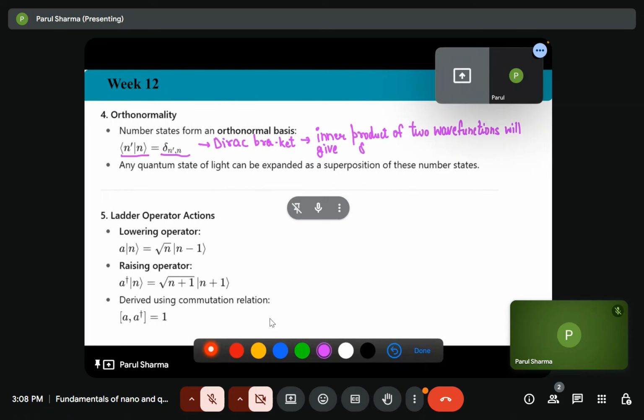So we can write, if n is equal to n dash, then this inner product will be 1, since these number states form an orthonormal basis. And if n is not equal to n prime, then it will be 0.